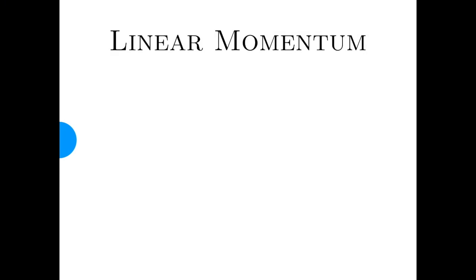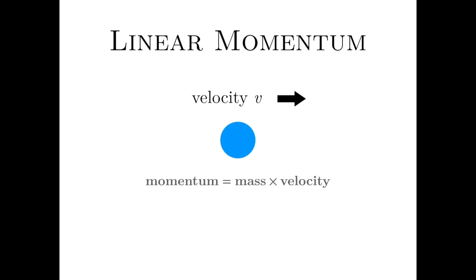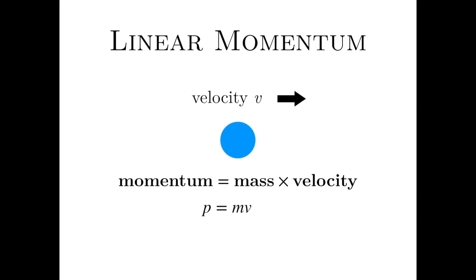First, let me explain the concept of linear momentum. Say we have an object moving at velocity v. Any object that is moving has a momentum that is equal to the product of its mass and velocity. Usually we call it p equal to mv.